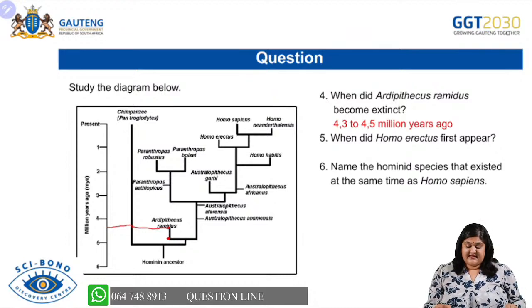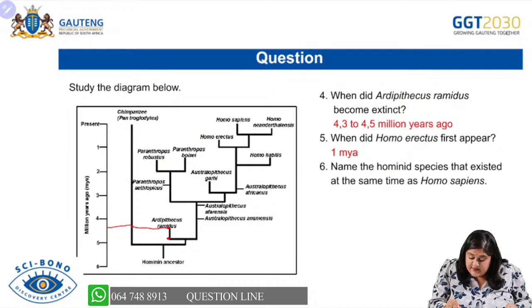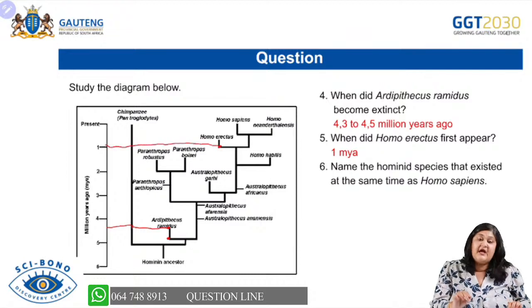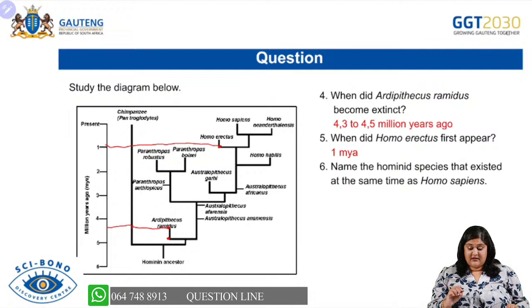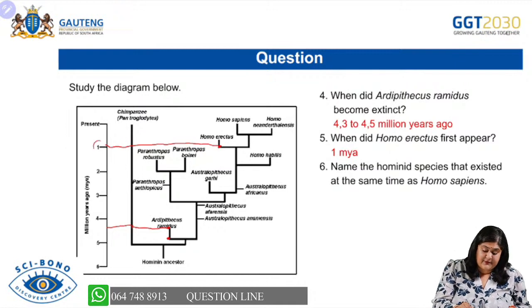When did Homo erectus first appear? It's 1 million years ago. Sorry, I went too fast, but let me show you how to do it. We go to Homo erectus. Homo erectus is over here, and we draw a line at the beginning when it just came into existence, and we draw a line right across. Please use your ruler, not like me who's freehanding it here, and you'll get 1 million years ago.